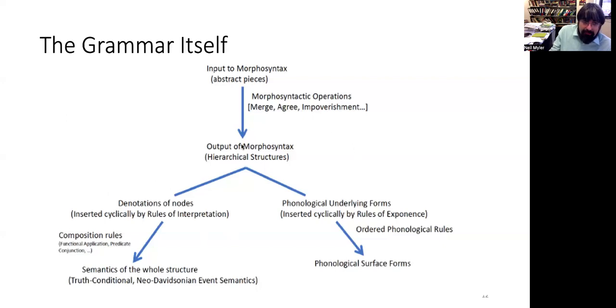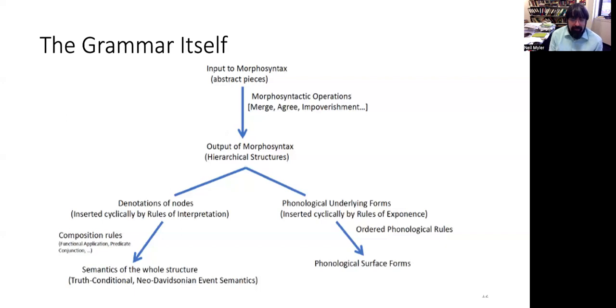On the morphophonology side, and it was this wing of the grammar, as it were, that was the focus of this class, you've got phonological underlying forms inserted cyclically by rules of exponents, otherwise known as vocabulary insertion rules in the DM literature. In my way of thinking, that is the input to a set of ordered phonological rules that give rise to your phonological surface forms.